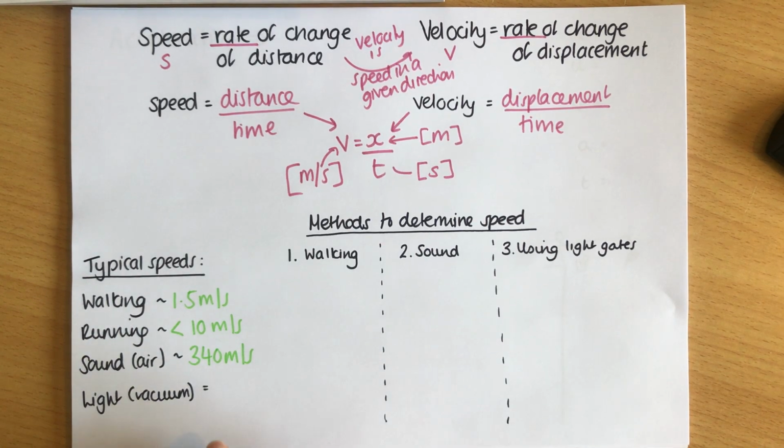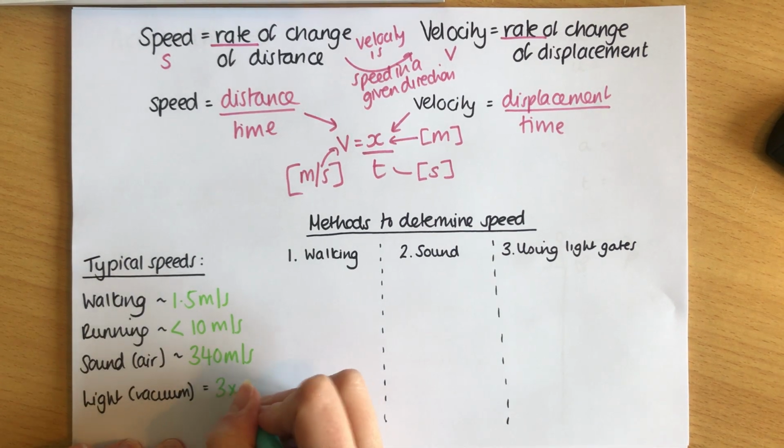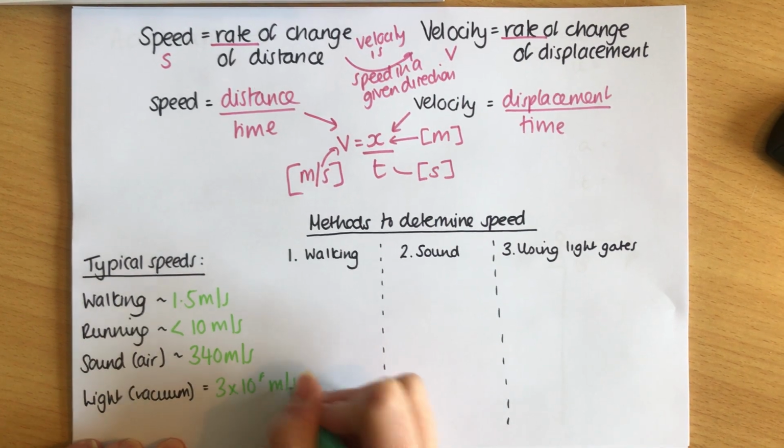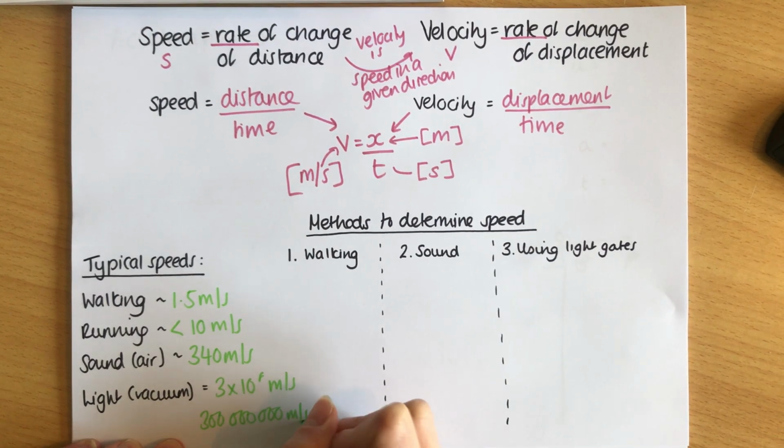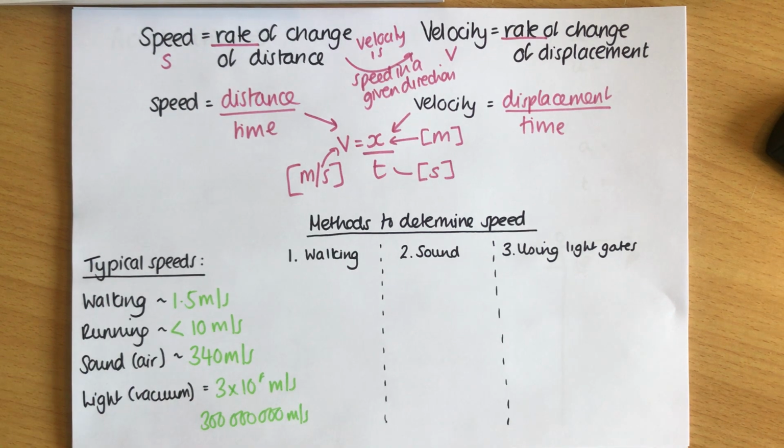The speed of light, however, in a vacuum does not have an approximate symbol because it's a constant. And that is 3 times 10 to the 8 metres per second, or 300 million metres per second, which is the fastest thing that exists. If you get a speed higher than that for anything, you're wrong.